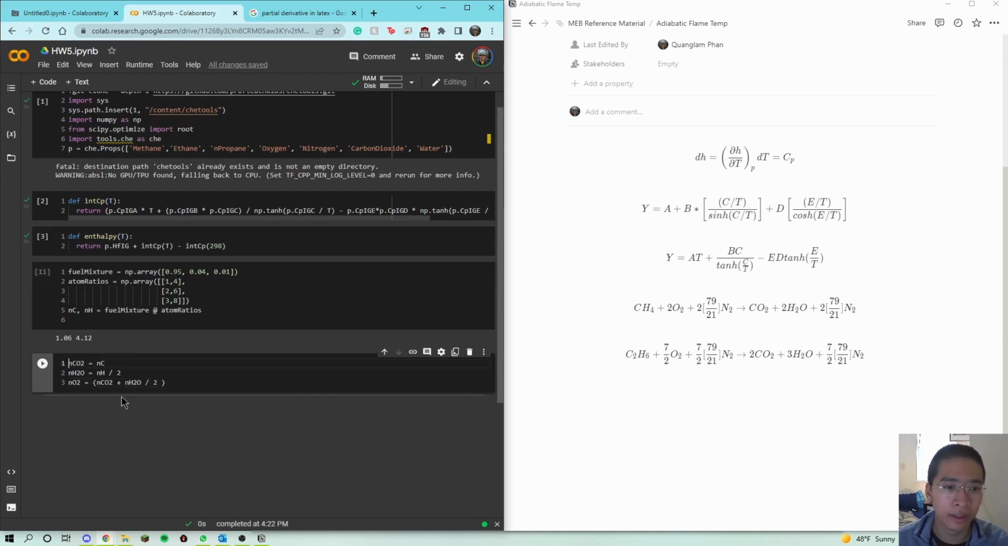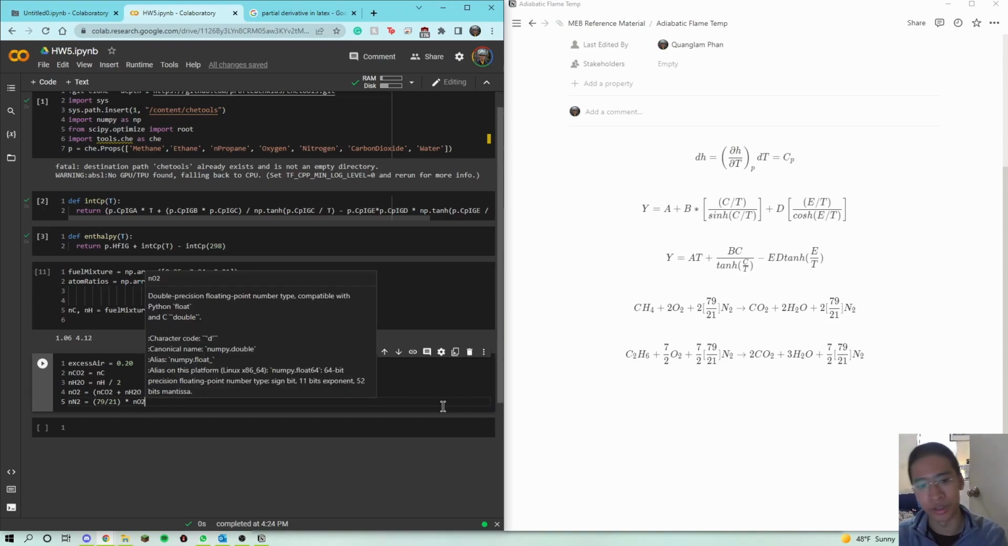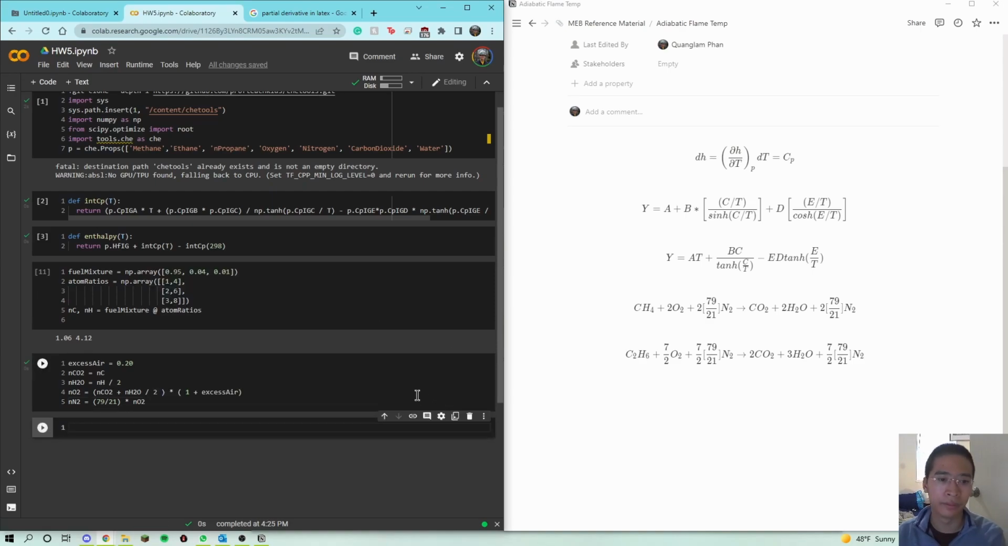And we need to account for excess air as it was part of the problem statement, right? So excess air is equal to 20%. We multiply this by 1 plus excess air, 1.20. And finally, the coefficient of nitrogen is very simply the mole ratio, 79 to 21, multiplied by that of oxygen. Okay? Very simple, right?